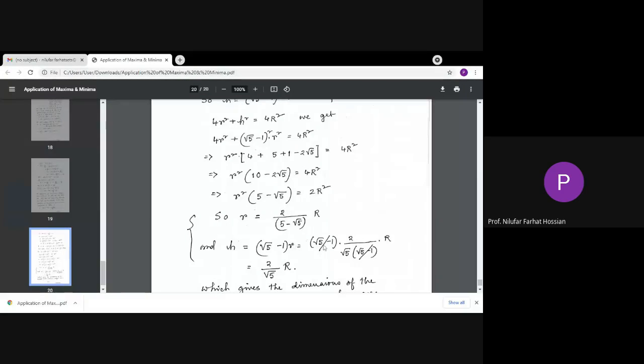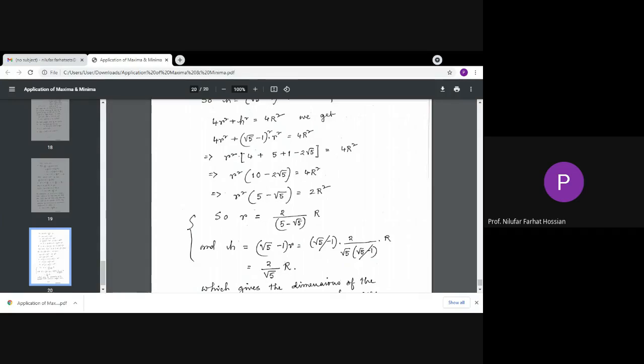So it is root 5 minus 1 divided by 2 into, here you take root 5 common, so it will be root 5 minus 1. So root 5 minus 1, root 5 minus 1 cancel. So there remains only 2 by root 5 into r. So the value of h will be 2 by root 5 into capital R, and small r equals 2 by 5 minus root 5 into capital R.